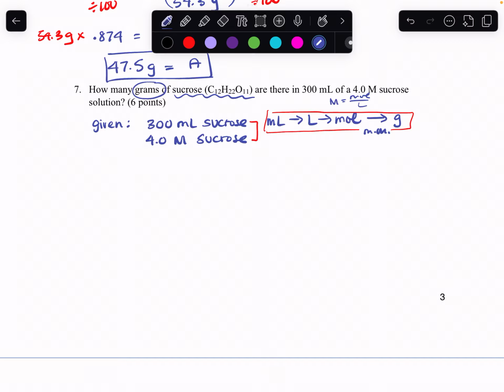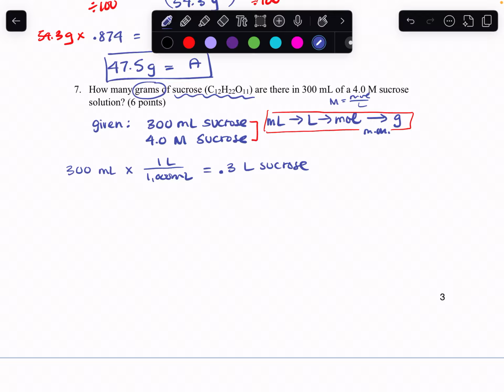All right. So first things first, let's tackle the milliliters. It's the elephant in the room. We've got to convert. So I'm going to say 300 milliliters, 1 liter over 1,000 mL, and we'll be getting 0.3 liters of sucrose solution. Awesome.